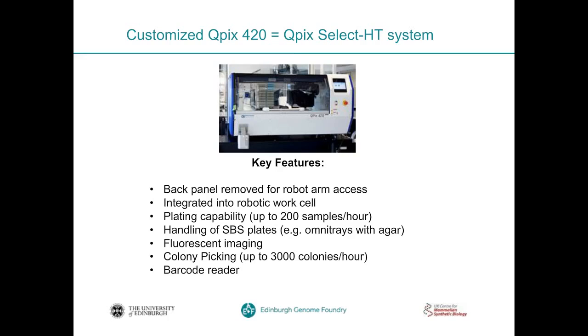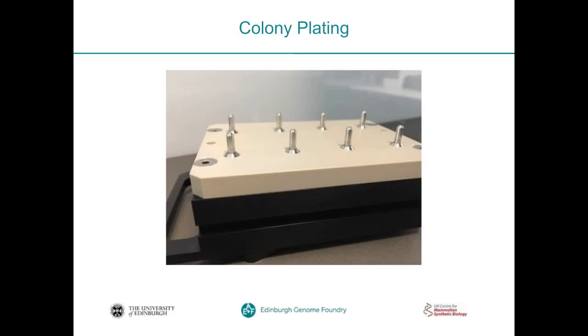And we also ordered a QPix 420, which usually doesn't have a plating capability, but ours has. And it also has the plating capability on SBS plates, on omnitrays with agar, these square ones you saw in Ivan's presentation, which usually the QPix didn't take. They took Petri dishes or omnitrays. But we also have the option of using it manually without the whole robotic platform and use the other plate formats. It also has fluorescent imaging, allowing us to distinguish between different fluorescent markers, and also a barcode reader, because we need to track all samples.